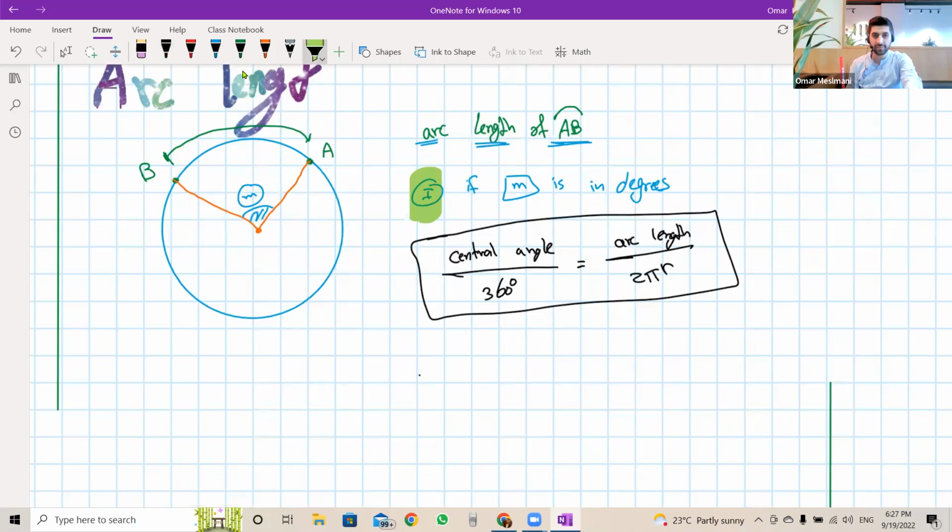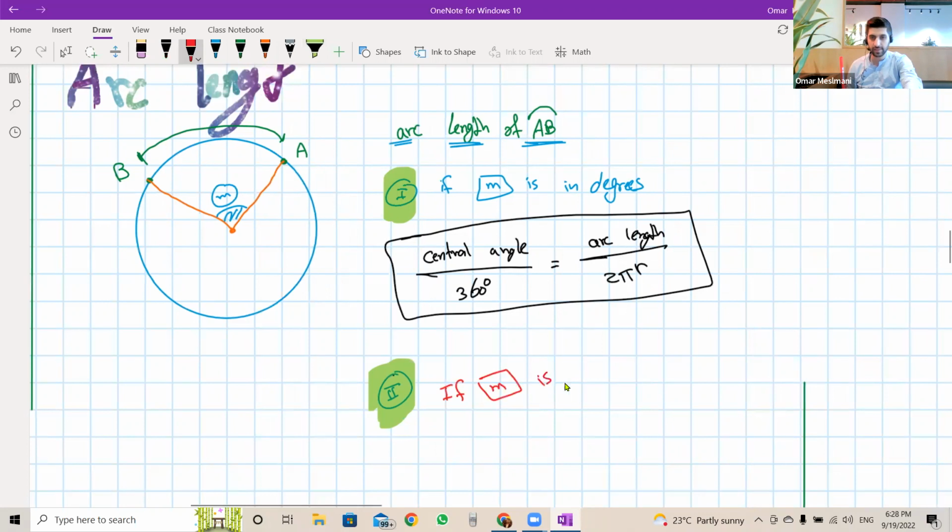The second way is what if my central angle is in radians? By the way, I like the second way more. M is the central angle, in radians. Guys, in most questions, even if I have a central angle in degrees, I will change it to radians using my formula, and then use this formula. Why? Because it's so much easier.